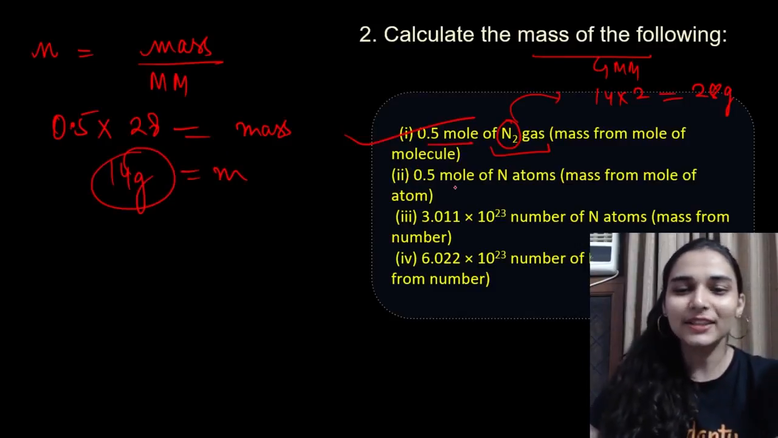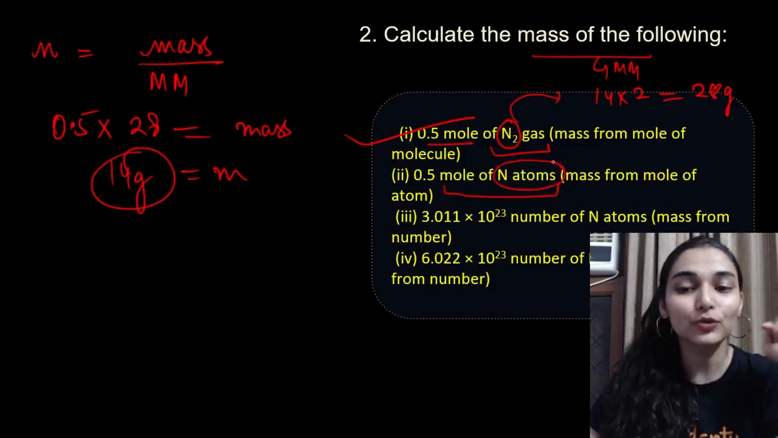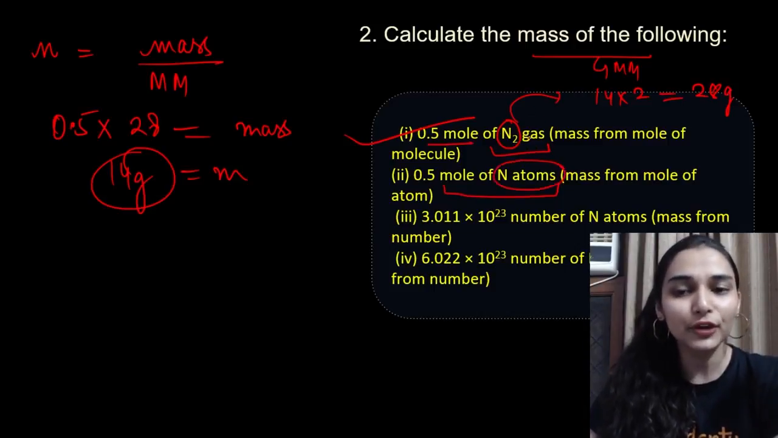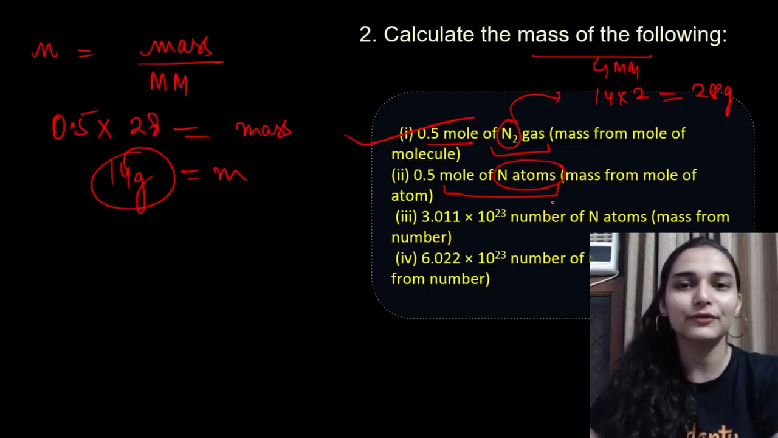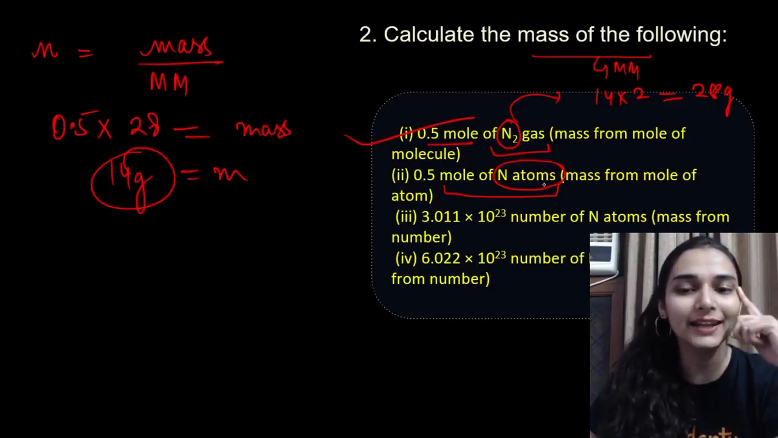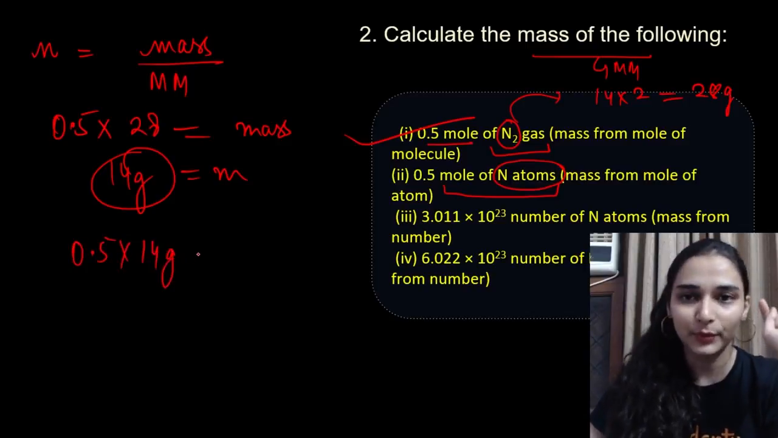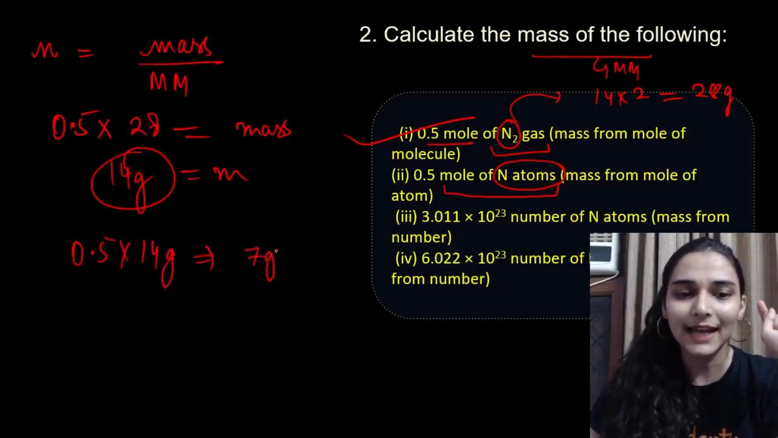Very easy. Okay, so now देखो next part में it is given in the question 0.5 mole of nitrogen atom. Now there is a difference. First part में you were provided with nitrogen molecule. Okay, molecule means molecular mass you have to calculate 2 nitrogen atoms. Here it is nitrogen atom. One nitrogen atom का mass कितना होगा? Simply 14 grams you have to keep here. Okay, so you will get the mass as 7 grams.